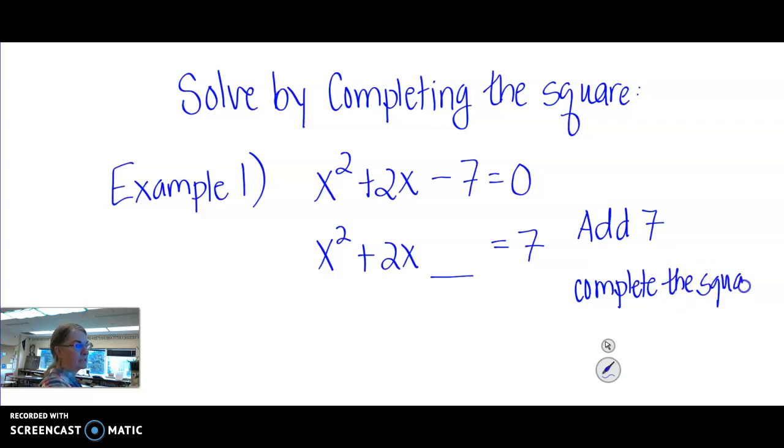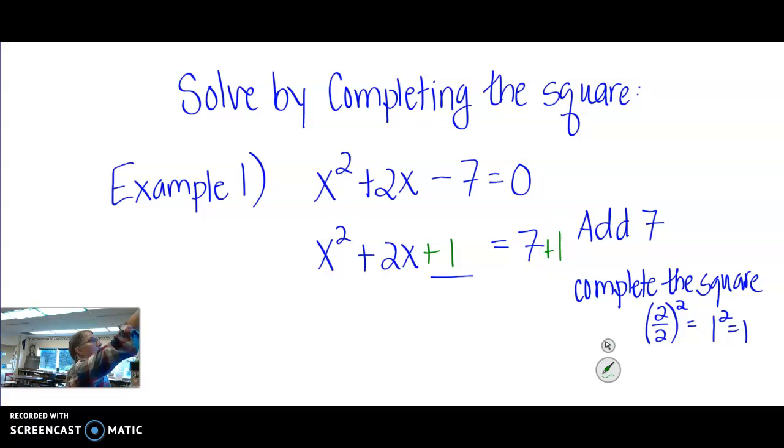So when you complete the square, you're going to take half of the b value, which is 2, and then you square that result. So 2 divided by 2 is 1, 1 squared is 1. So we are going to add 1. If I add 1 to that side, I have to add 1 to the right side as well to keep this equation balanced.